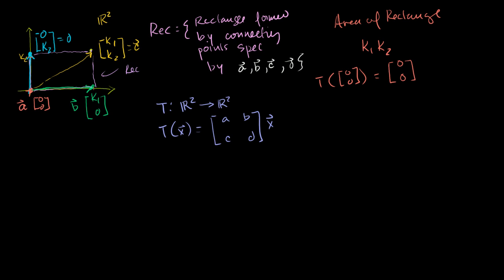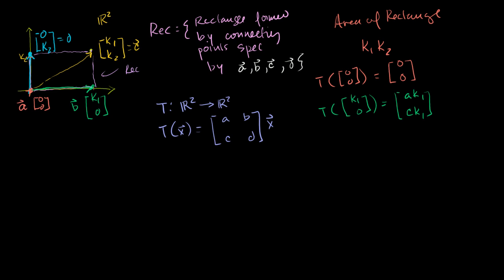Vector B. If I apply the transformation to vector B, vector B is k1, 0, just like that. If I apply the transformation, it's going to be A times k. So the first entry in the transformed vector, or what we're mapping to in our codomain, is going to be a times k1 plus b times 0. So it's just a k1. And then the second entry is going to be c times k1 plus d times 0. So it's going to be c times k1. All I'm doing is taking the matrix vector product of this guy and that guy.